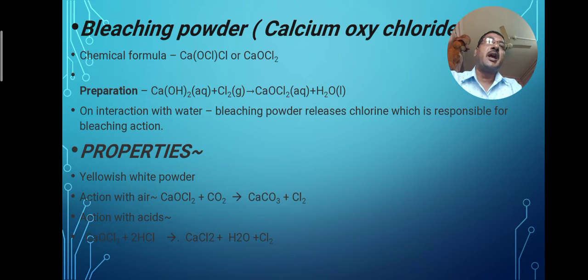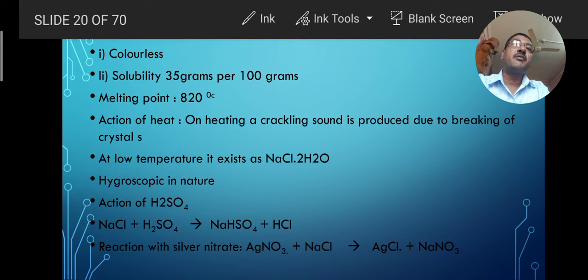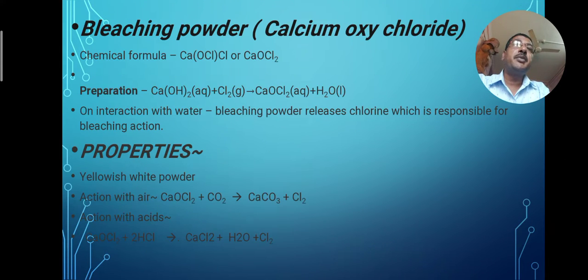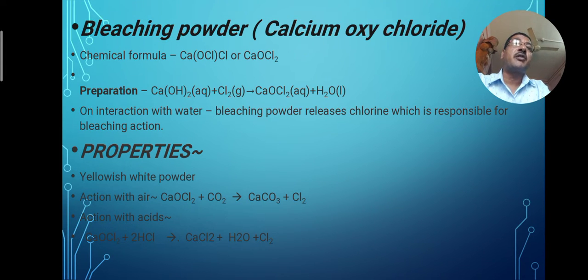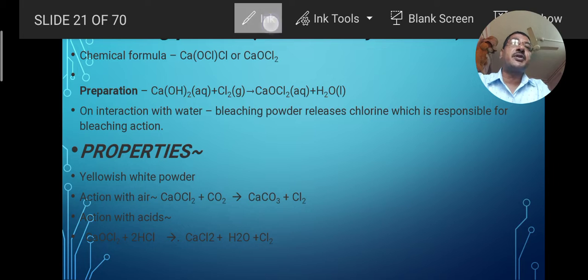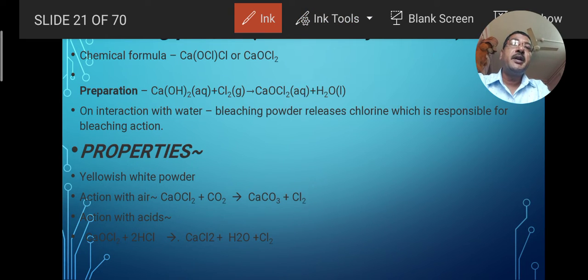Next is another compound which can be produced by us, which we will be learning in this chapter, that is the bleaching powder. What is the bleaching powder? Bleaching powder is also known as calcium oxychloride, CaOCl2. How can it be prepared?